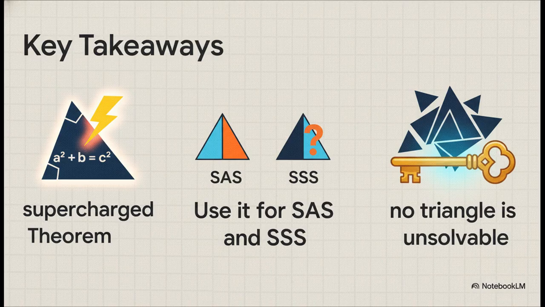Let's recap. First, think of the law of cosines as a supercharged Pythagorean theorem. It's Pythagoras, but with superpowers. Second, its two big moments to shine are side angle side and side side side problems. And finally, with this tool in your back pocket, no triangle is really unsolvable. You've got the key now.